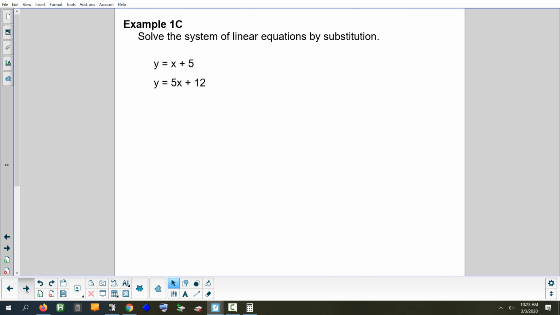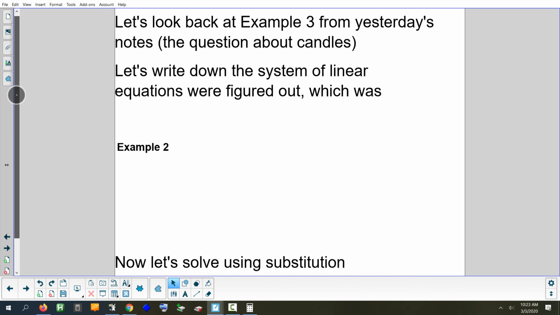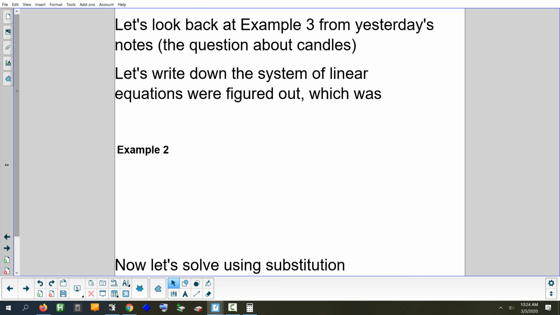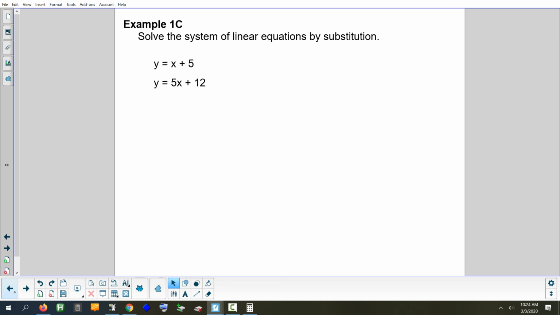All right, so we got 1C, 1D, those are kind of the same. And then example 2, we're going to solve the problem we did in our notes yesterday, but I didn't have you graph it because the numbers were too big. So when we get to that one, I'll pull up the equation we had yesterday. All right, let's do 1C or 1D. They're pretty much the same. I'm probably just going to do one of them. And then I want to get to the word problem. And then that'll probably be it.